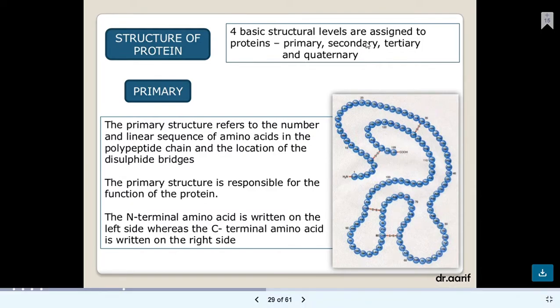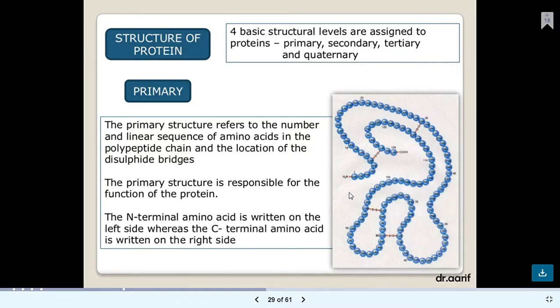You have primary, secondary, tertiary, and quaternary. In the textbook, it will be easy for you to understand. Primary structure refers to the number and the linear sequence of amino acids in the polypeptide chain, and the location of the disulfide bridges. You can see here these parts are sulfide bonds linked together. These are the disulfide bridges, and this is responsible for the function of the protein.